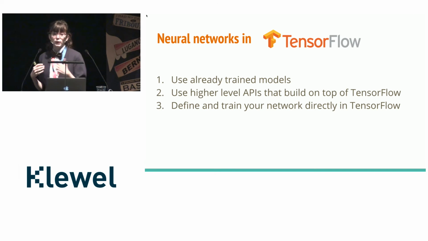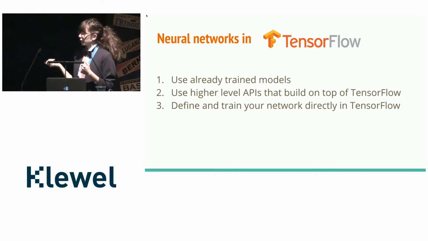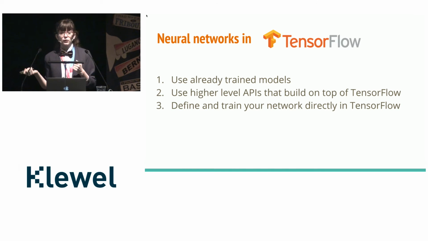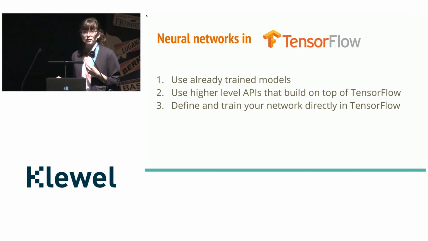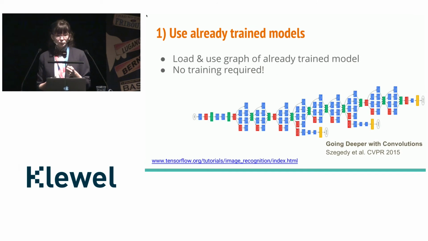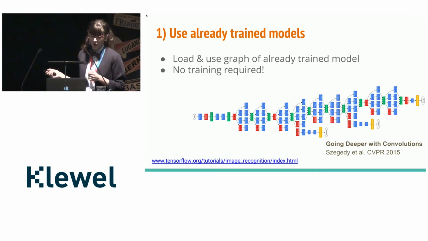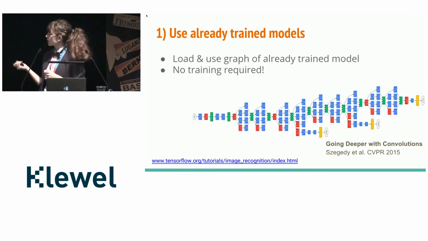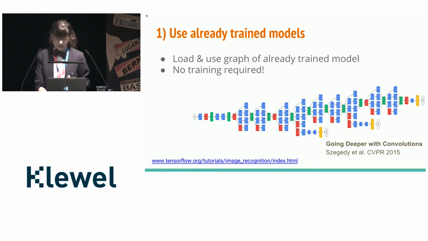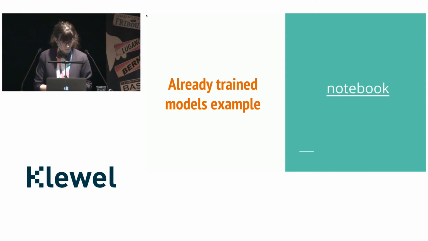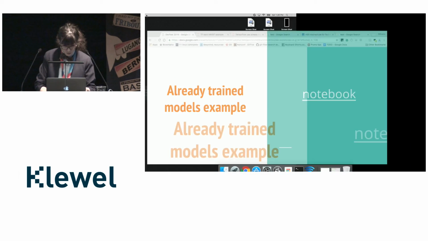Firstly, you can use already trained models. For the image example that I've shown, you can actually go to the website, download it, and then use the model. You just load it, you use it, you don't have to care that there is this complicated beast behind it and that someone spent a lot of time figuring out how to define this. You just use it for your purposes. And I actually have an example of that. Let's see how this works.